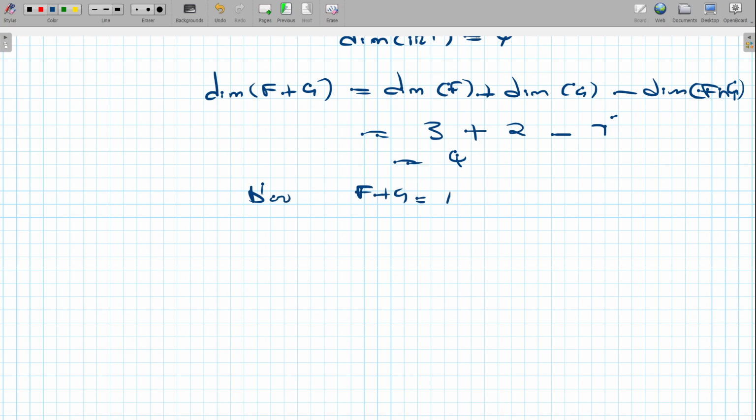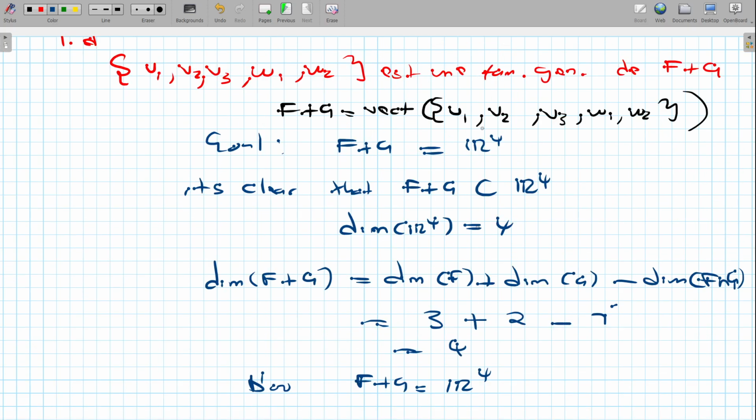So we can say that F plus G is equal to R4. But is this family of vectors V1, V2, V3, W1, W2 libre in R4? To decide whether this family of vectors is libre, we look at a base of R4. You can take the base canonique as an example. The base canonique of R4 has 4 vectors.